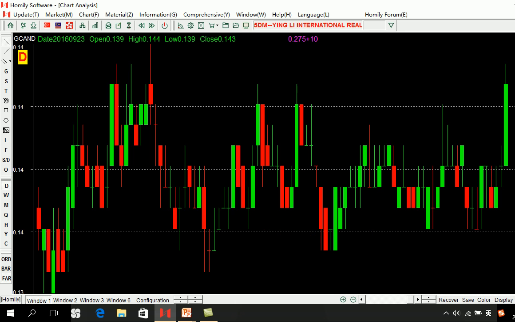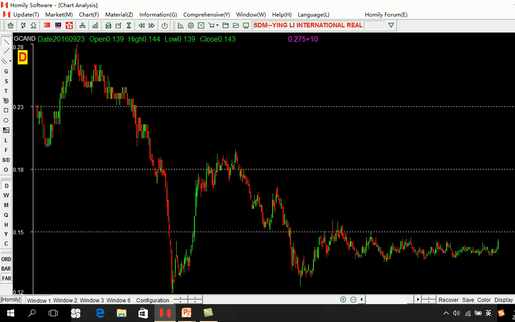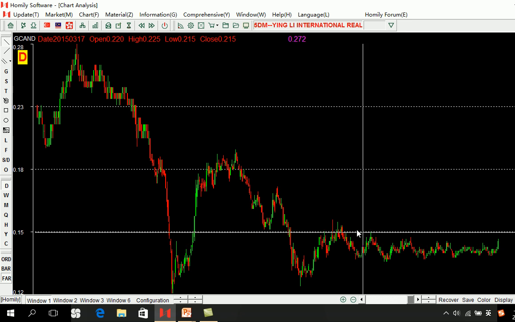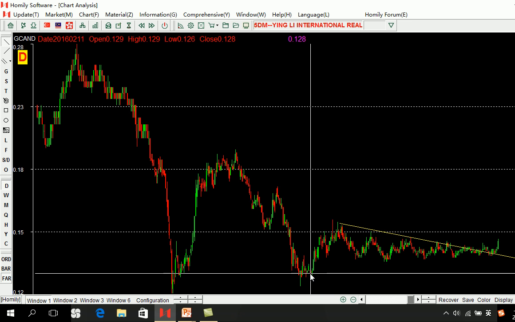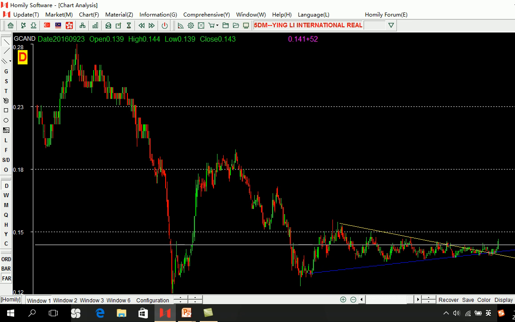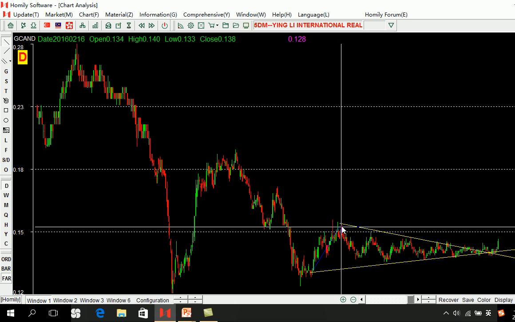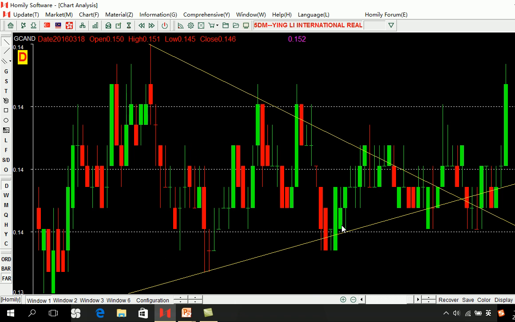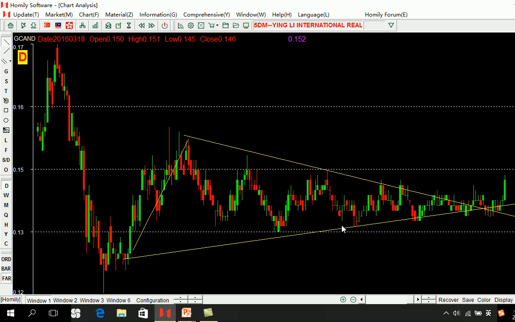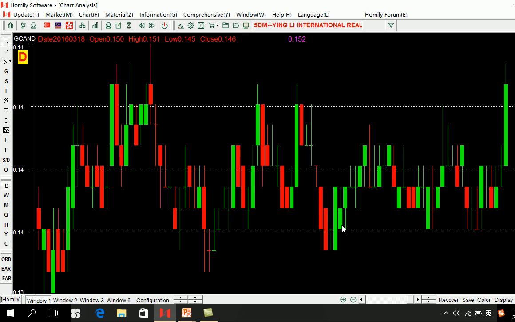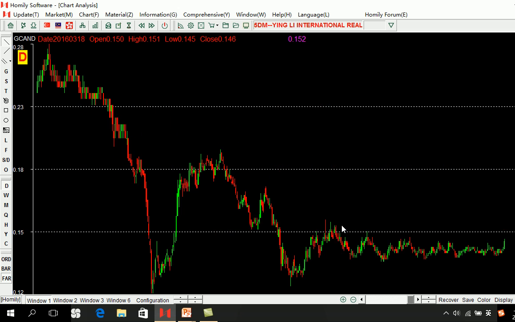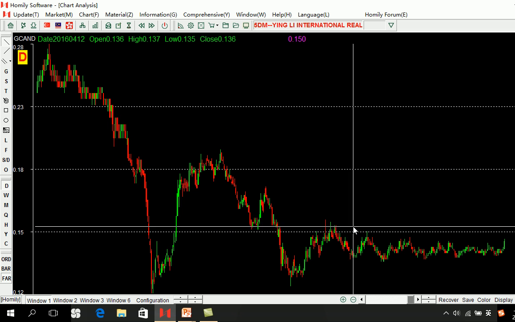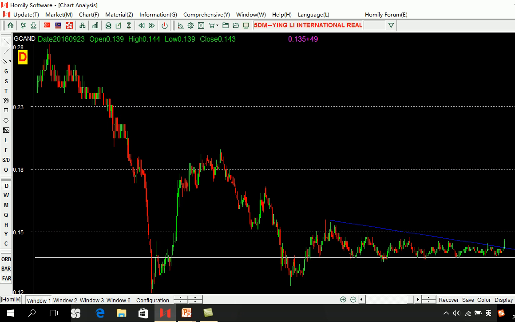How about this one? This one is sideways, right? So you can see this is sideways. Just a breakout, right? This is the breakout. Then we can use this method. This one is in sideways. Maybe you can pay attention.